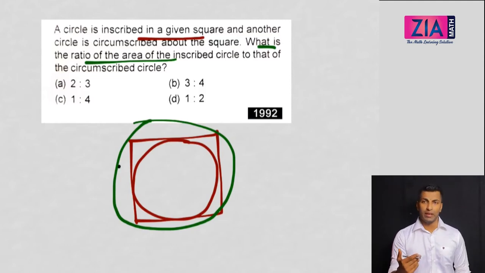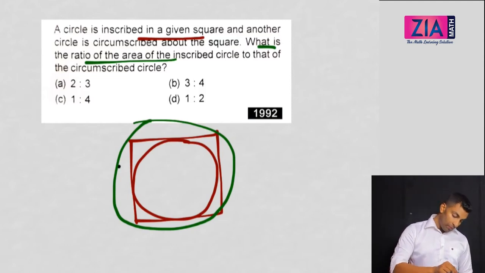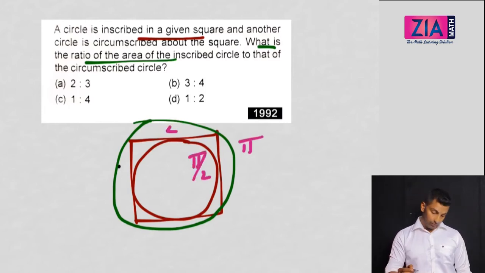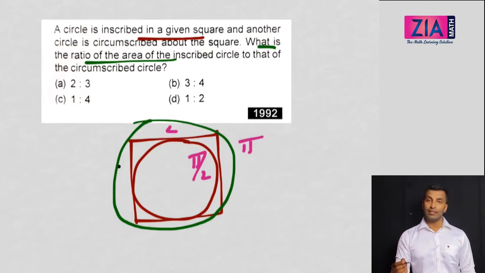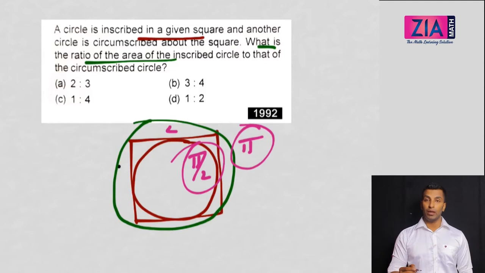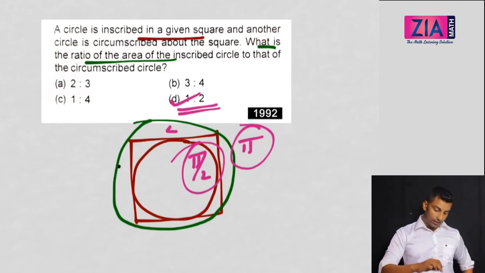This is going to be a very easy question. So we already know if this is pi, this square has to be 2 and this has to be pi by 2. Okay, so now there is no need to consider the square here. You just need to know this is pi and this is pi by 2. So the area is actually half, so you can pick this as the answer, 1:2. Very simple question. You just need to know this.